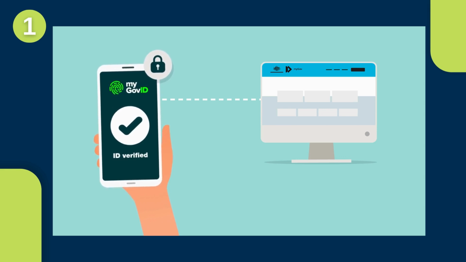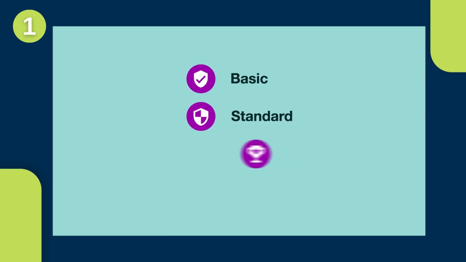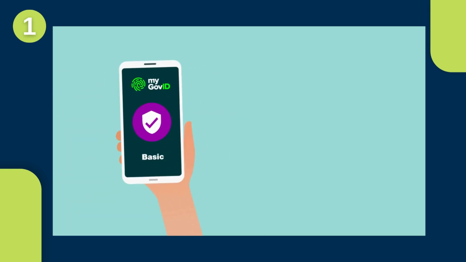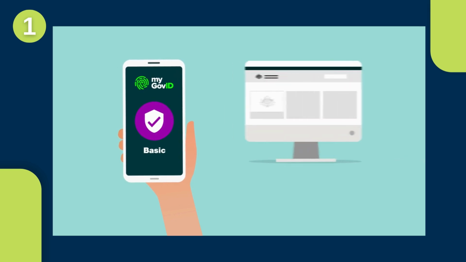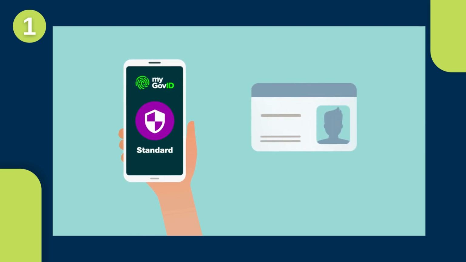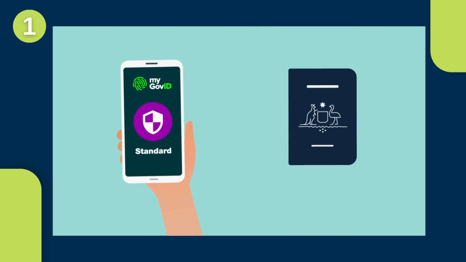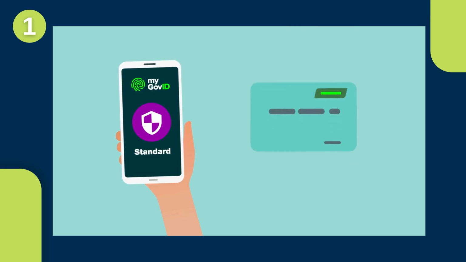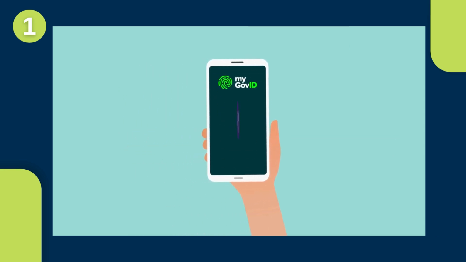MyGov ID has 3 identity strengths: basic, standard and strong. Once you enter your personal details, you'll have a basic identity strength, which gives you access to limited services. To reach a standard identity strength, you'll need to verify identity documents, like your Australian driver's license, your passport, or your Medicare card. These documents are verified in real time against existing government records.